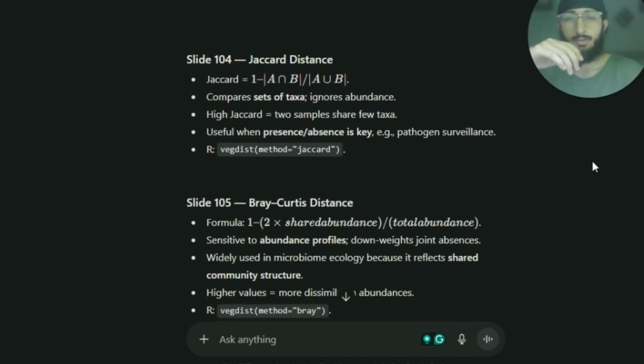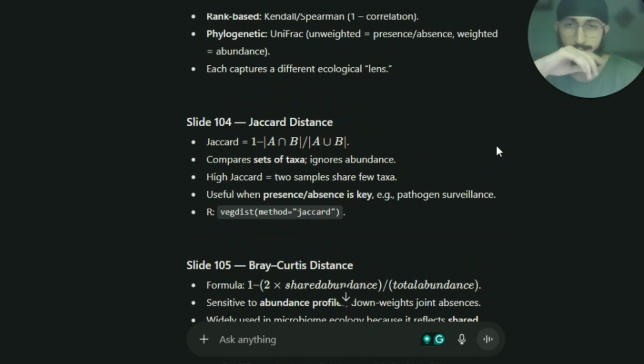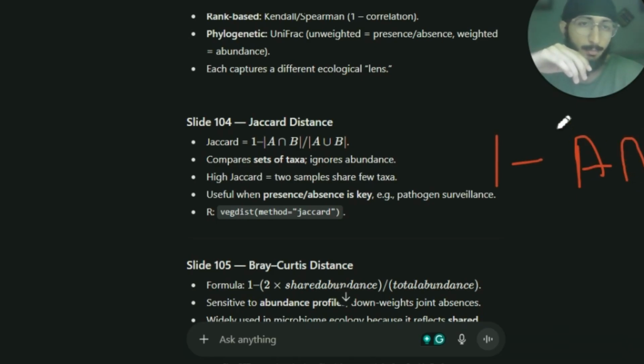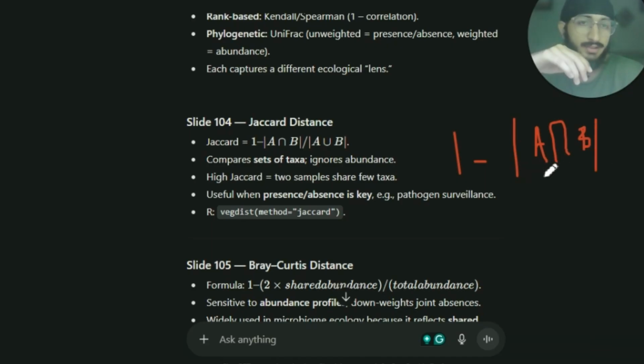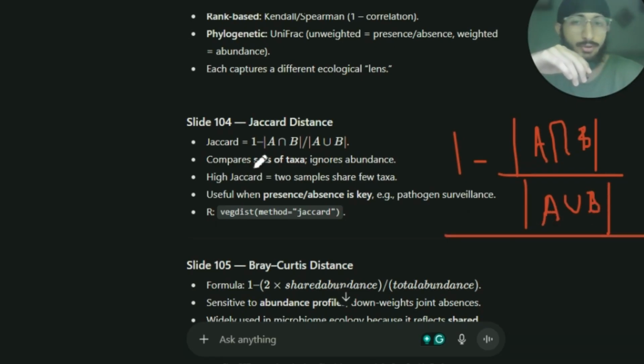Now, Jaccard distance. Jaccard is equal to 1 minus the number of elements in the intersection set. Let me write it down clearly. So the Jaccard formula is 1 minus |A intersection B| upon |A union B|, the number of species in the intersection upon the number of species in the union. So it compares sets of taxa, ignores abundance, and this is the formula for Jaccard distance.